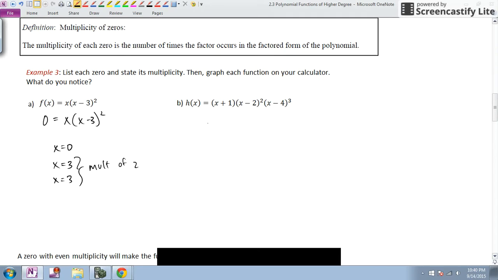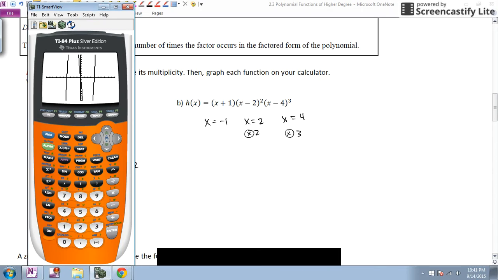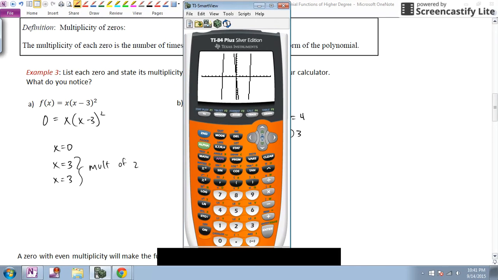Then you have this one. You have x is -1. You have x is 2 with a multiplicity of 2. And you have x is 4 with a multiplicity of 3. Now notice what I asked you here was to graph this. So let's graph this first one.